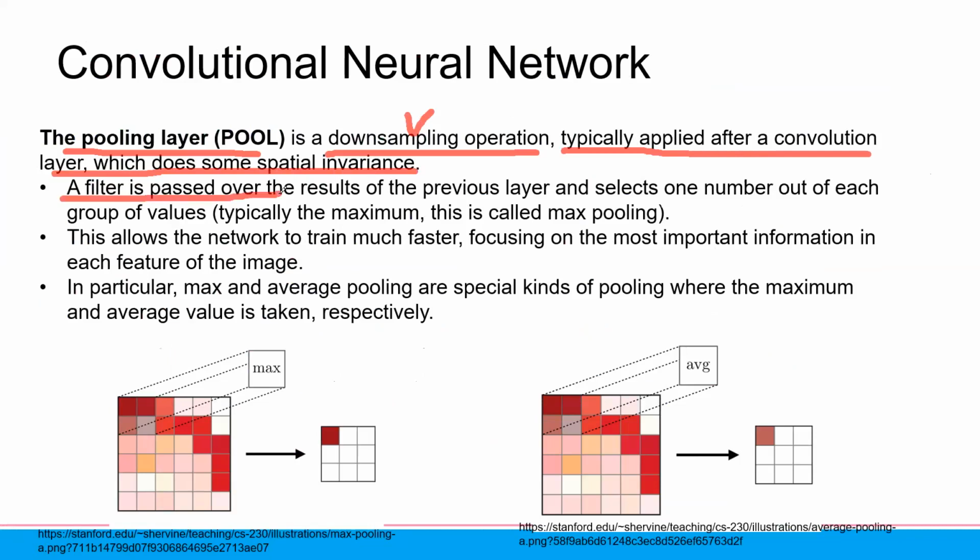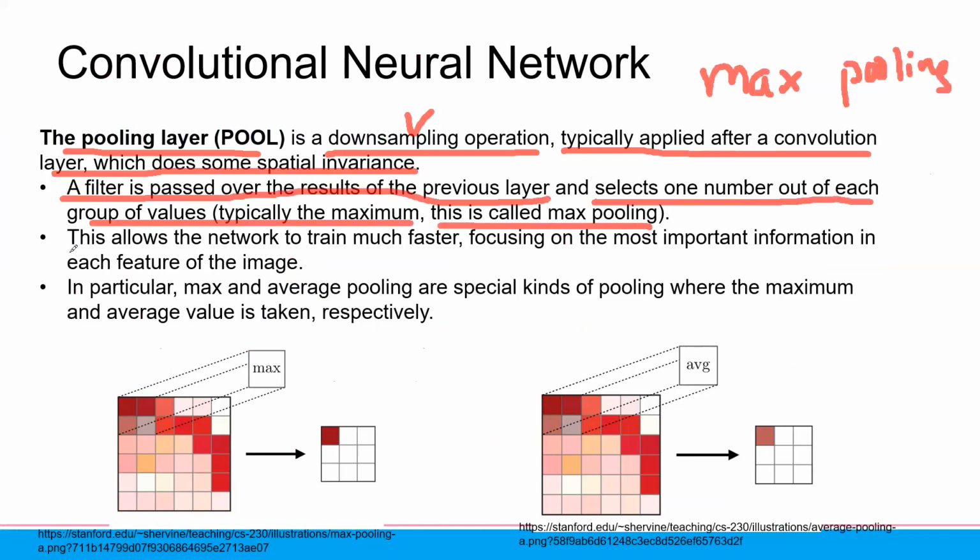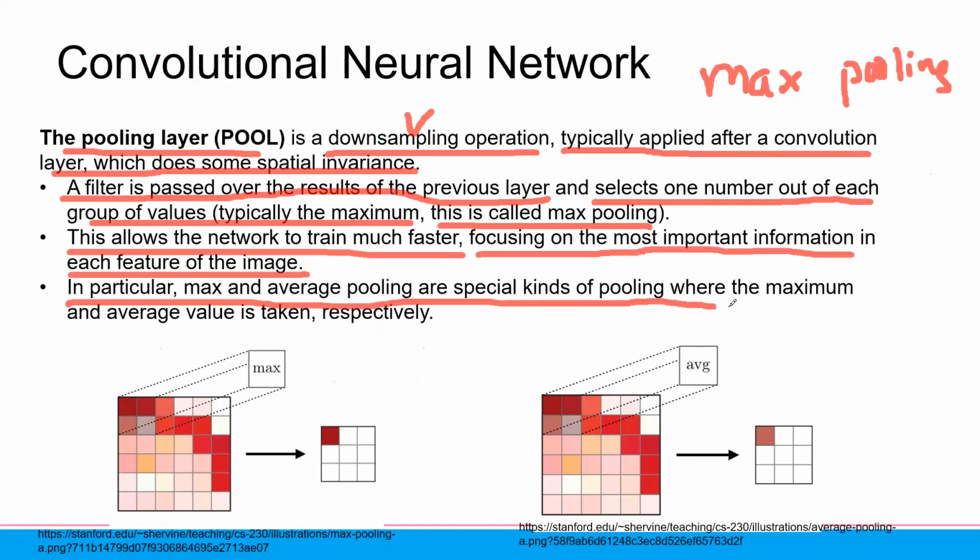A filter is passed over the result of the previous layer. It selects one number out of each group of values, typically the maximum, and we call this max pooling. This allows the network to train much faster, focusing on the most important information in the features of the image. In particular, max and average pooling are special kinds of pooling where the maximum and the average value is taken, respectively.